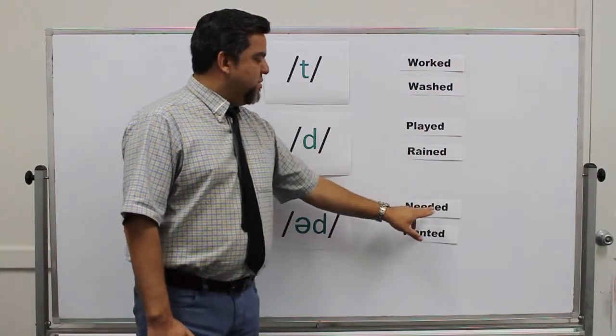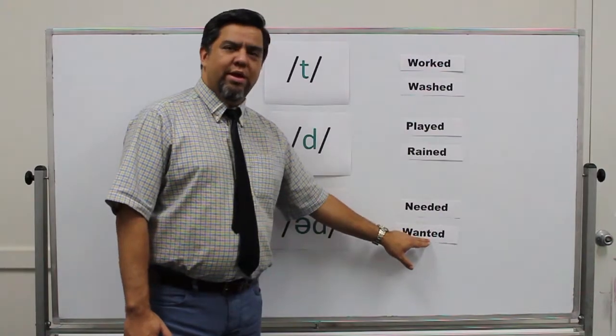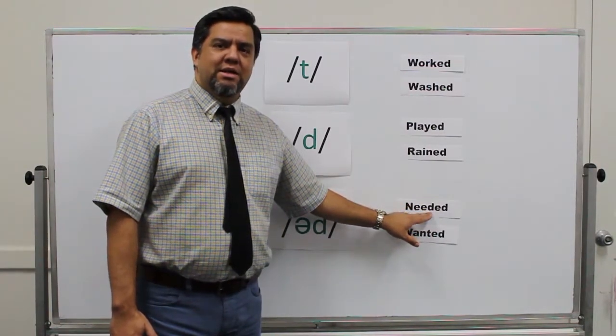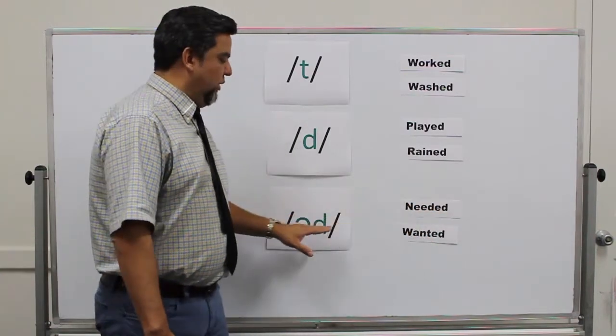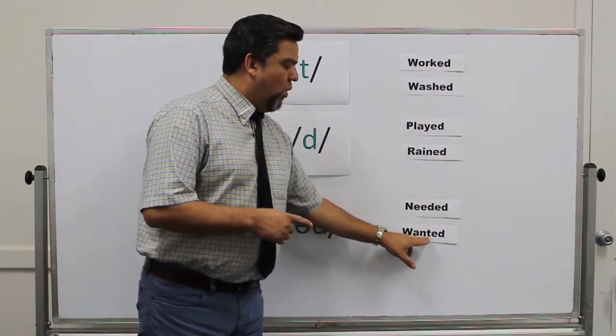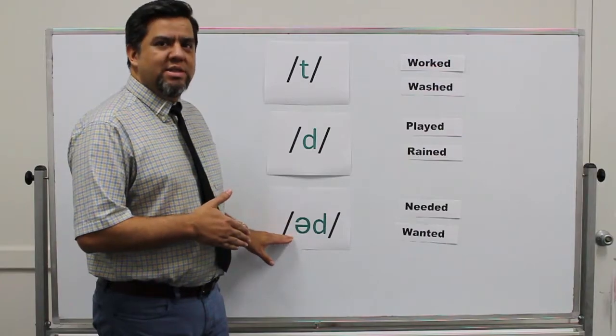Finally, we have the verbs that finish in a D or a T. Letter D or letter T. So the first one here is need. So the verb in the past will sound like needed. And finally, want. The verb in the past will sound wanted.